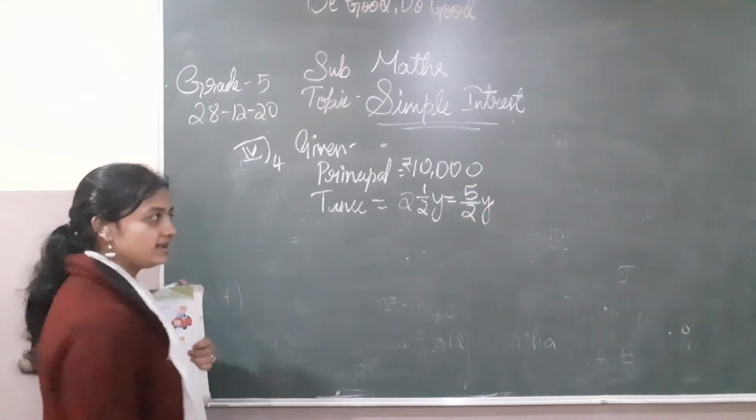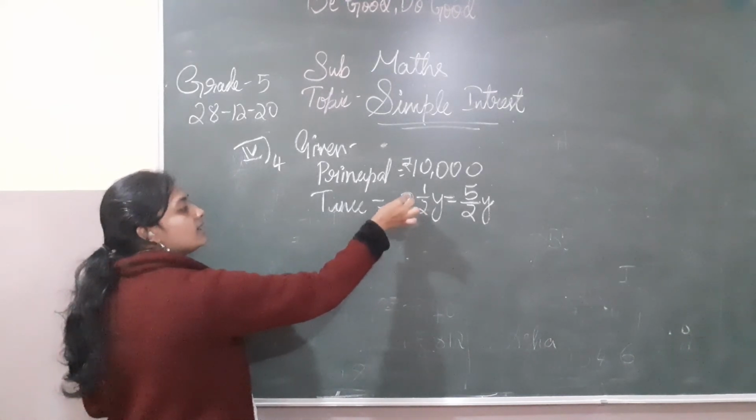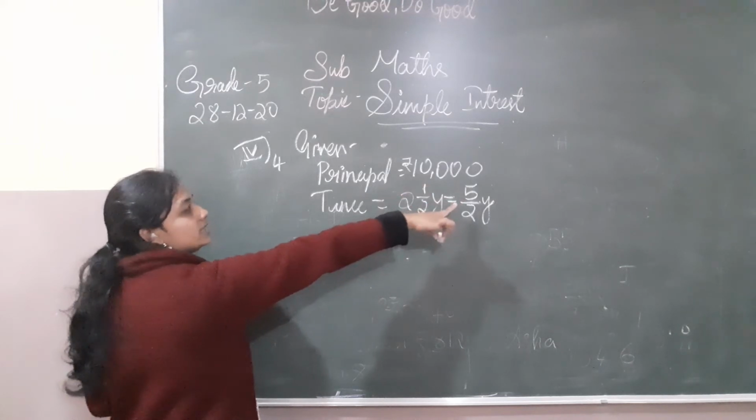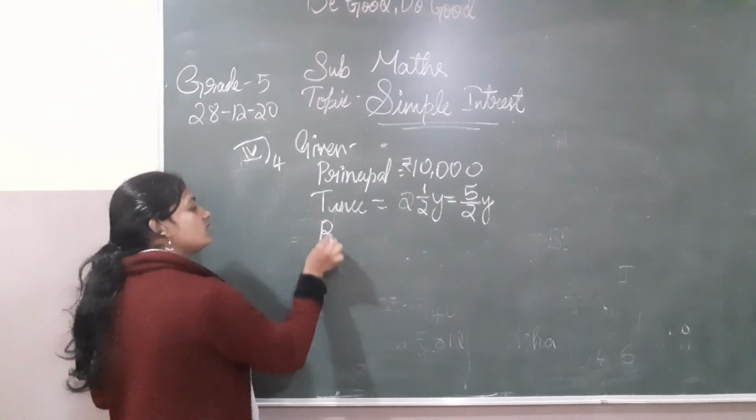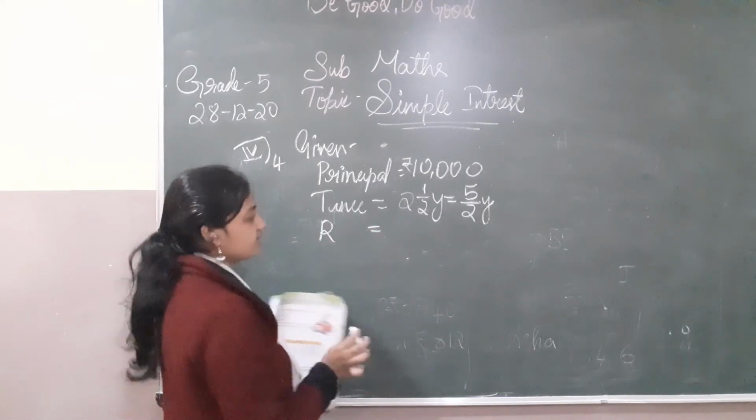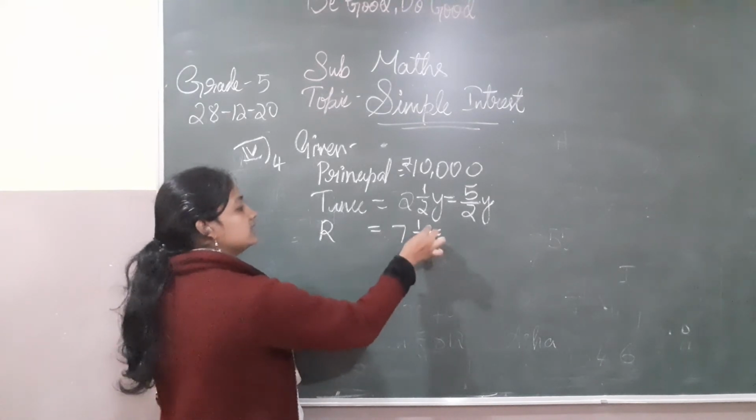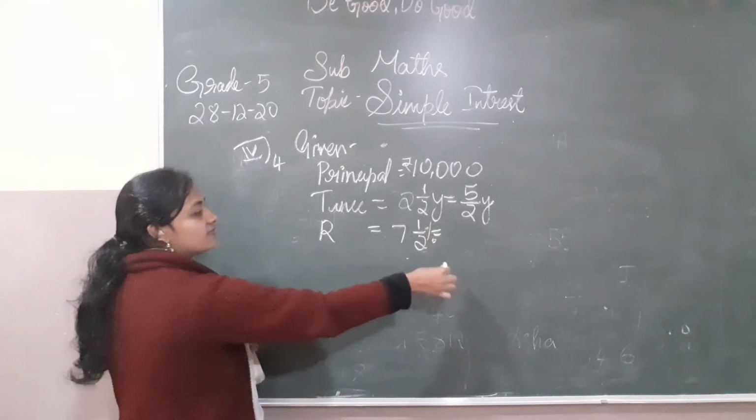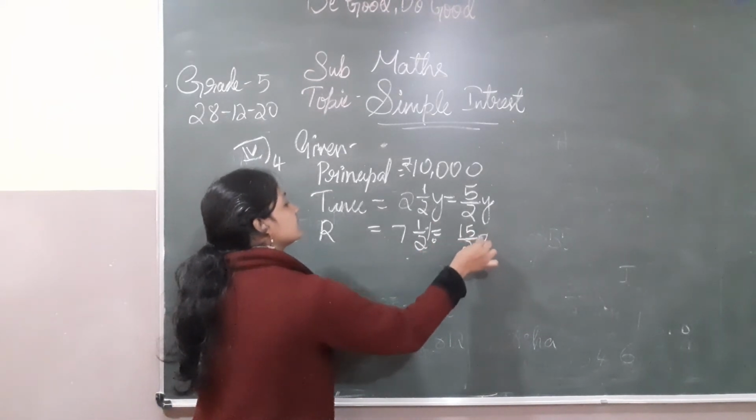You know how to find it in improper fraction? Just multiply the denominator with this number, add the number here, you get the numerator. Then write the denominator. Next, rate of interest. What is the rate of interest? It is 7.5%. Again, write this also in improper fraction. It is 15 by 2%.